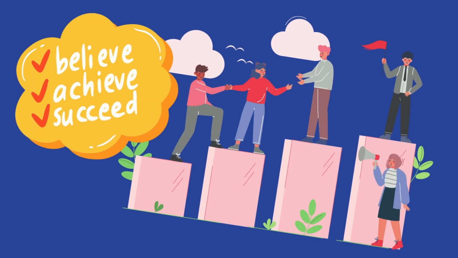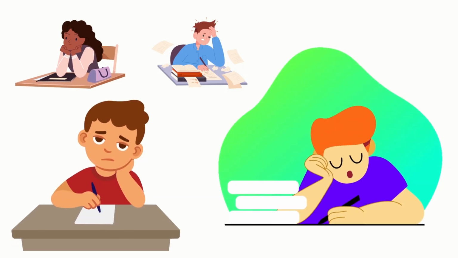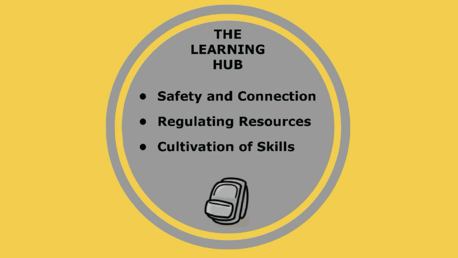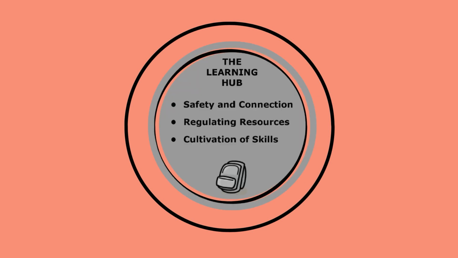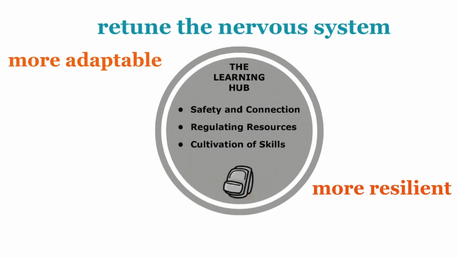The difference between motivated and engaged students versus those who are not motivated and engaged may be whether students have access to the learning hub of resources. The learning hub illustrates the resources students need for emotional, behavioral, and academic success. The hub brings together all the concepts discussed in prior chapters, including safety and connection, interactive regulating resources, and cultivation of skills. Insert the hub into the center of any behavior, mindfulness, social, emotional, or learning program that uses a wheel or circle for its model. The hub serves as a guide for packing backpack essentials that help students retune their nervous systems and become more adaptable and resilient.